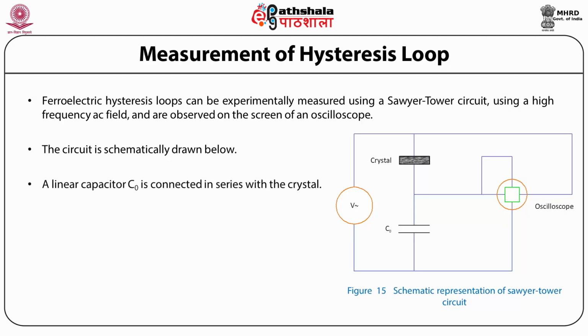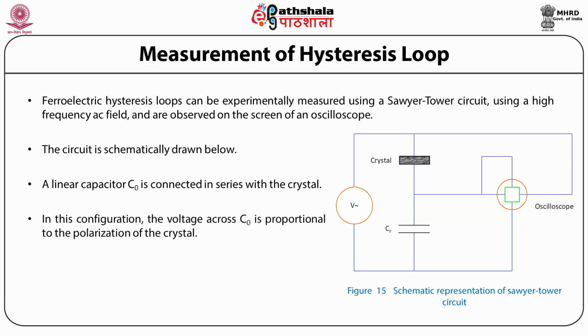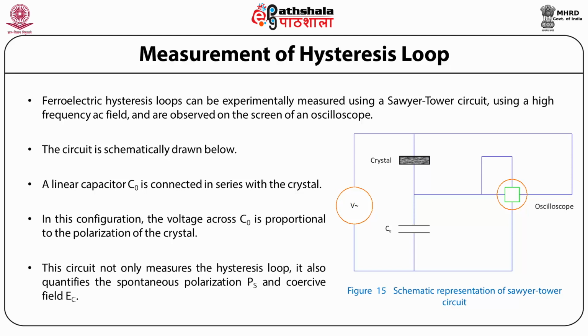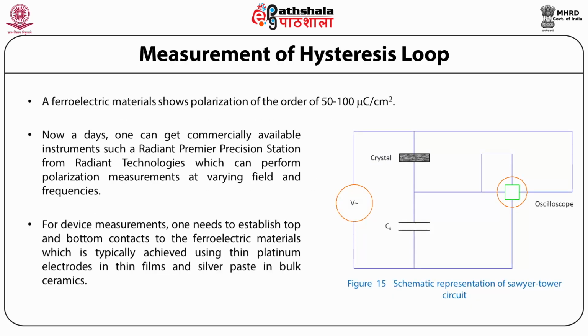A linear capacitor C0 is connected in series with the crystal. In this configuration, the voltage across C0 is proportional to the polarization of the crystal. This circuit not only measures the hysteresis loop but also quantifies the spontaneous polarization, that is PS, and coercive field, that is EC. Nowadays, one can get commercially available instruments such as the Radiant Precision Station from Radiant Technologies, which can perform various polarization measurements at varying fields and frequency.